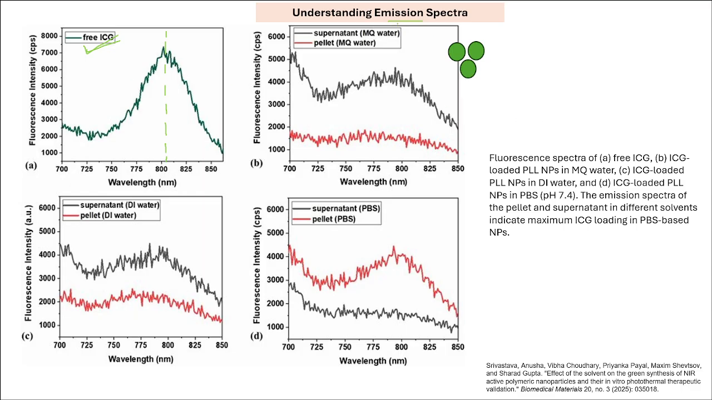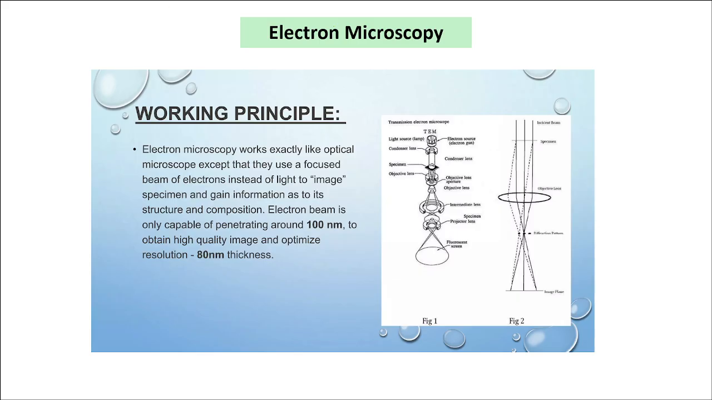Now, when we see the emission spectra, we'll also see there is a little spectral broadening that we are observing when we are loading this free ICG in nanoparticles. So these are some of the indications that are studied while synthesizing nanoparticles and comparing free compound with the loaded one. Now, coming to electron microscopy.